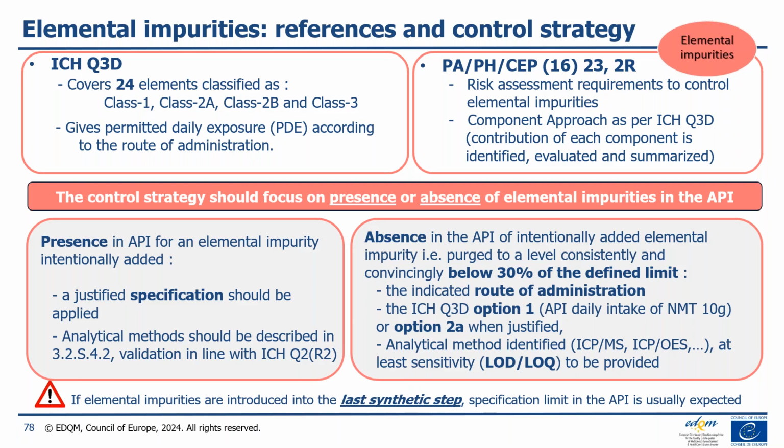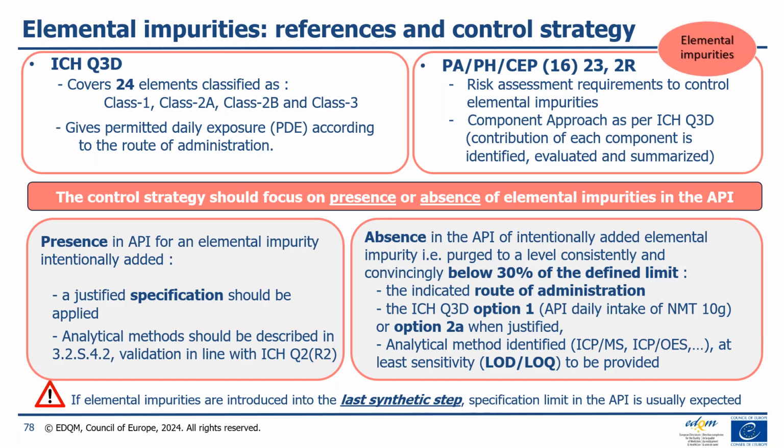So the control strategy should focus on presence or absence of elemental impurity in the API. For presence in the API of an intentionally added elemental impurity, a justified specification should be applied, and the analytical method should be described in 3.2.S.4.2. Validation should be in line with ICH Q2(R2). Absence in the API of an intentionally added elemental impurity means that you have shown that you are able to purge those impurities below 30% of the defined limit.